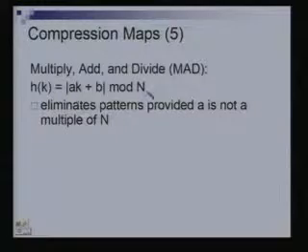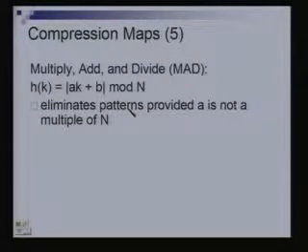Here a should not be a multiple of n. If a were a multiple of n, what kind of problem would you have? a mod n would be 0, so ak mod n would be 0. So for any key, you will always get mapped to the same location b. In fact, a and n should be co-prime if possible.